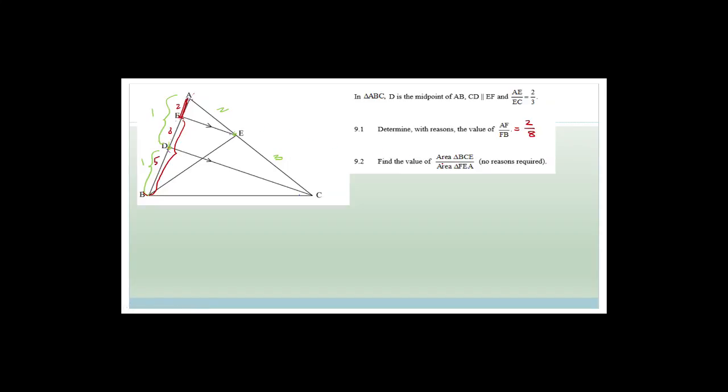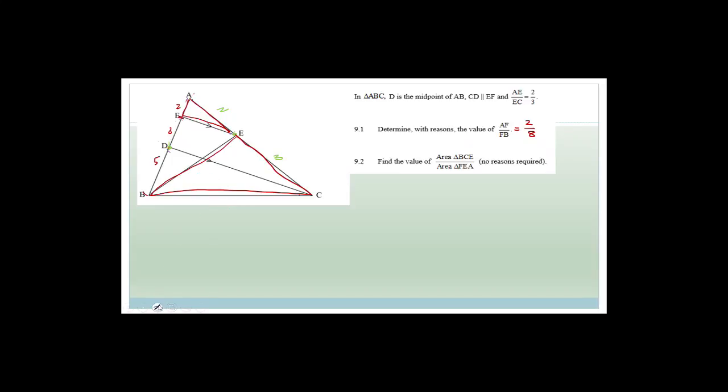Now it says, find the area of triangle BCE. Okay, wait, hang on. Let me just erase some stuff here. So now we've got all the measurements. Okay. Now they want the area of triangle BCE over the area of triangle FEA. Okay, right, so now, it says no reasons required.